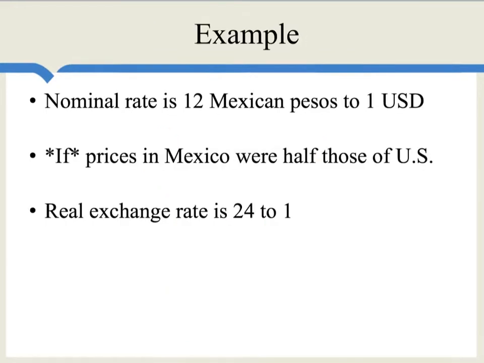Just to give a simple example, let's say that the nominal exchange rate were 12 Mexican pesos to $1 US, and just for purposes of argument, let's say that prices in Mexico were about half those of prices in the United States. That would then mean that the real exchange rate is 24 to 1, and that expresses the fact that when you're purchasing in Mexico using American money, the ratio of prices, the relative prices of United States compared to Mexico, well, those are 24 to 1.